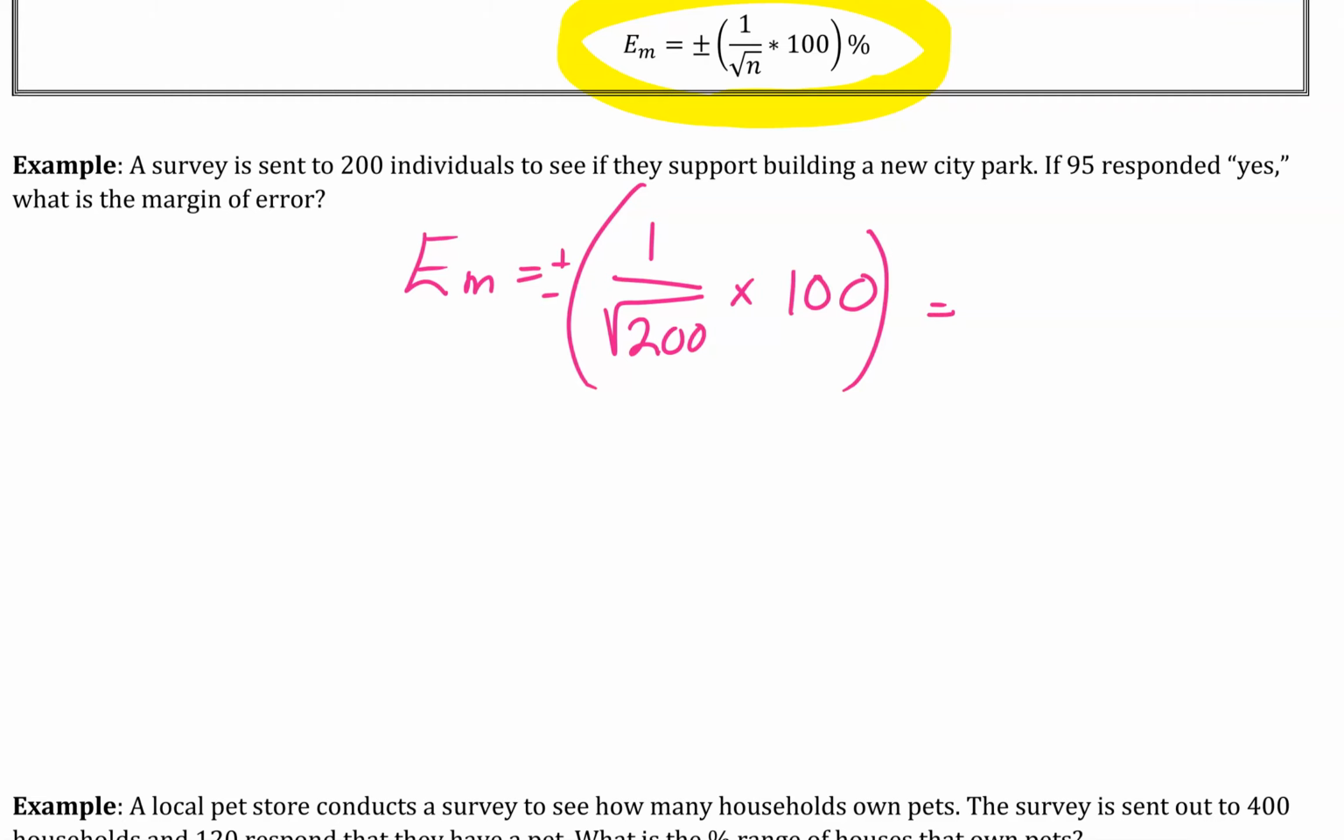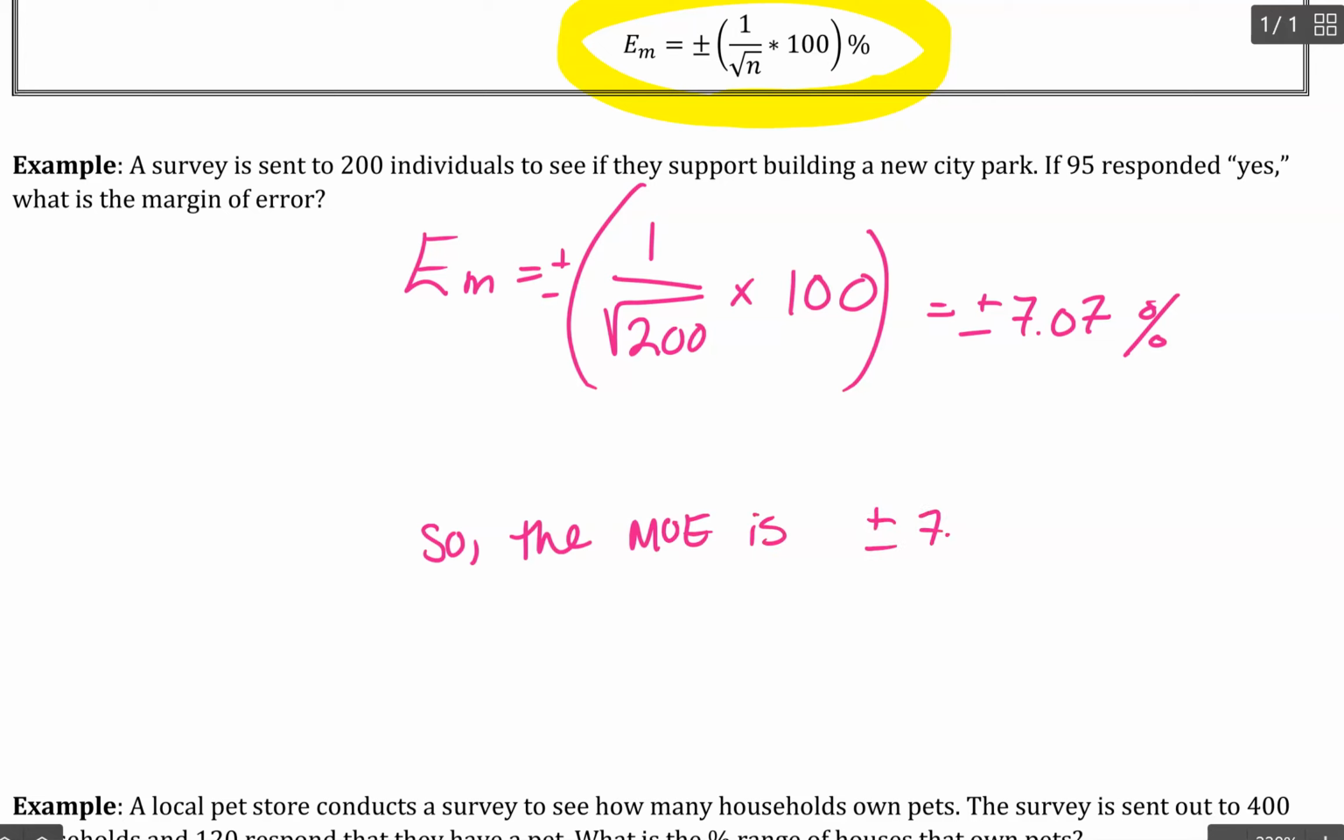So when I do this calculation, I get about 7.07% plus or minus, and that is that margin of error that I'm going to add or subtract to that middle value or that average to make it a whole interval or a range of values. So the margin of error is plus or minus 7.07%. Let's try another one.